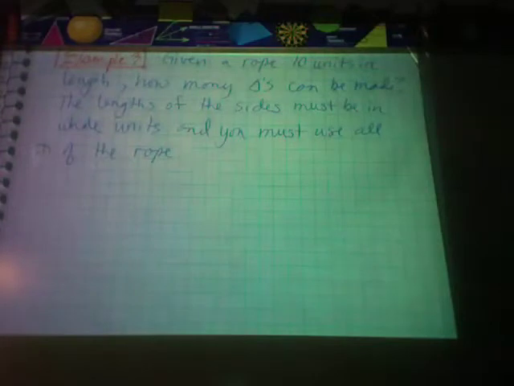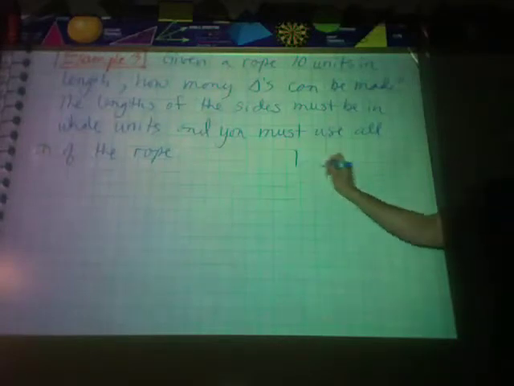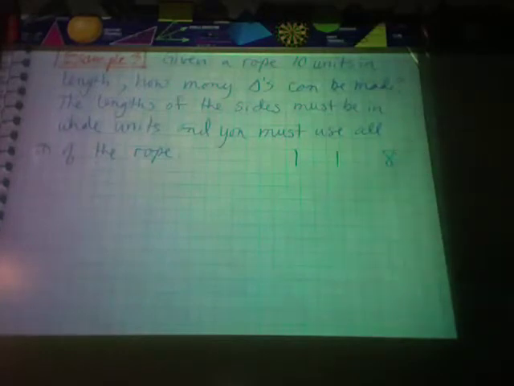If you could divide 10 evenly by 3, you could have 3 the same, but what did I say about the units? They have to be whole units. So since 10 is not divisible by 3, it's not going to be an equilateral triangle. But you could do 1, 1, 8.